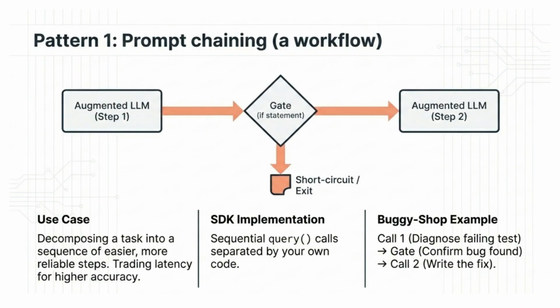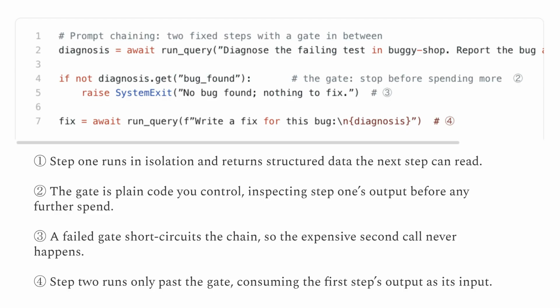In the SDK, this is sequential query calls in your own code, optionally with a programmatic gate between them, a plain if that checks the first step's output before spending money on the second. Step 1 runs in isolation and returns structured data the next step can read. The gate is plain code you control, inspecting step 1's output before any further spend. A failed gate short-circuits the chain, so the expensive second call never happens. Step 2 runs only past the gate, consuming the first step's output as its input.